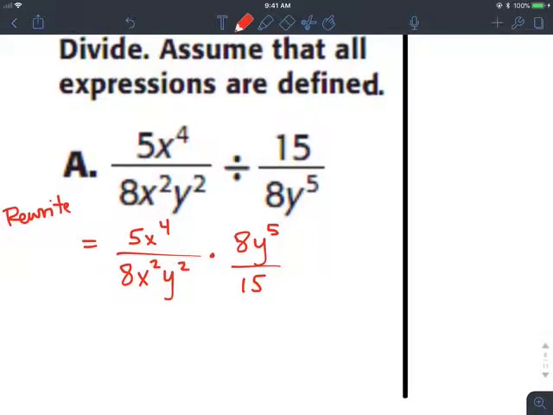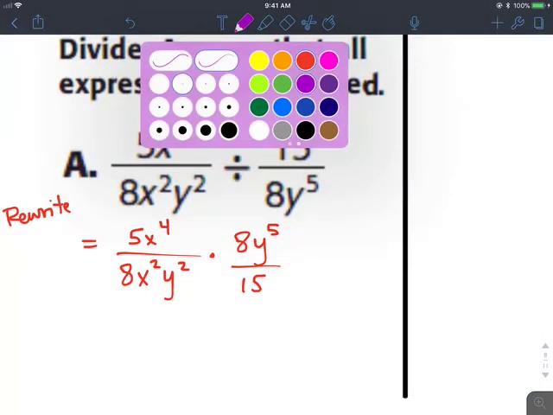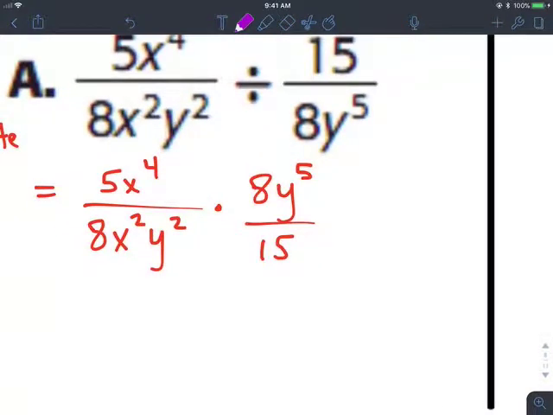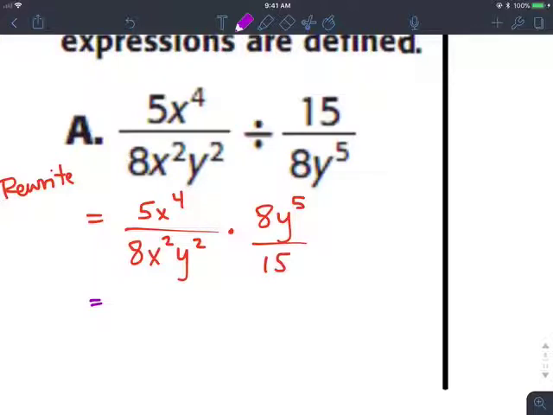First thing I did was rewrite. We've done this many times. Multiply by the reciprocal. Now, I'm going to simplify, or factor, right? Let's see. I don't have anything to factor, so I'm just going to start canceling.